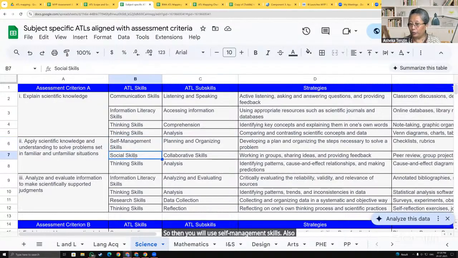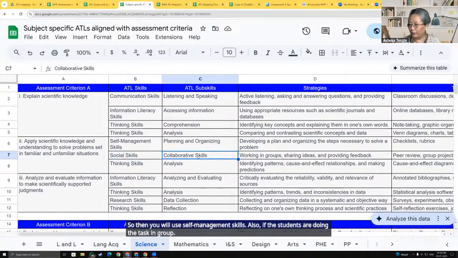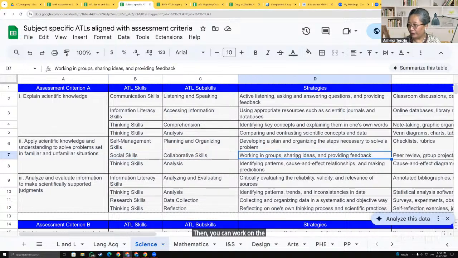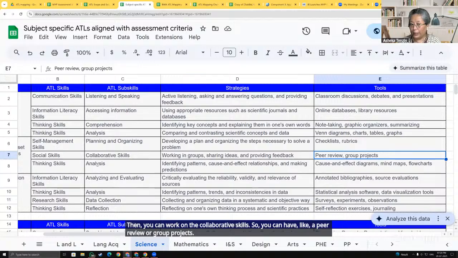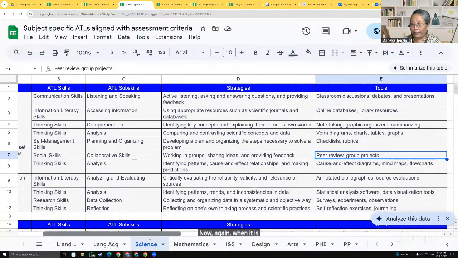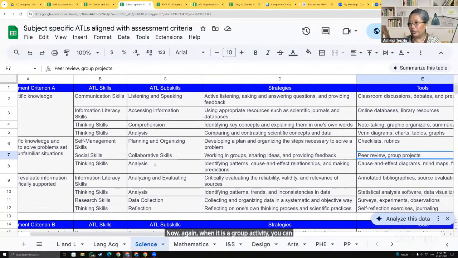Also, if the students are doing the task in a group, you can work on collaborative skills. You can have a peer review or group projects. When it is a group activity, you can use the jigsaw strategy, where you have home groups and expert groups. So you're teaching them how to work in groups, cooperative strategies.